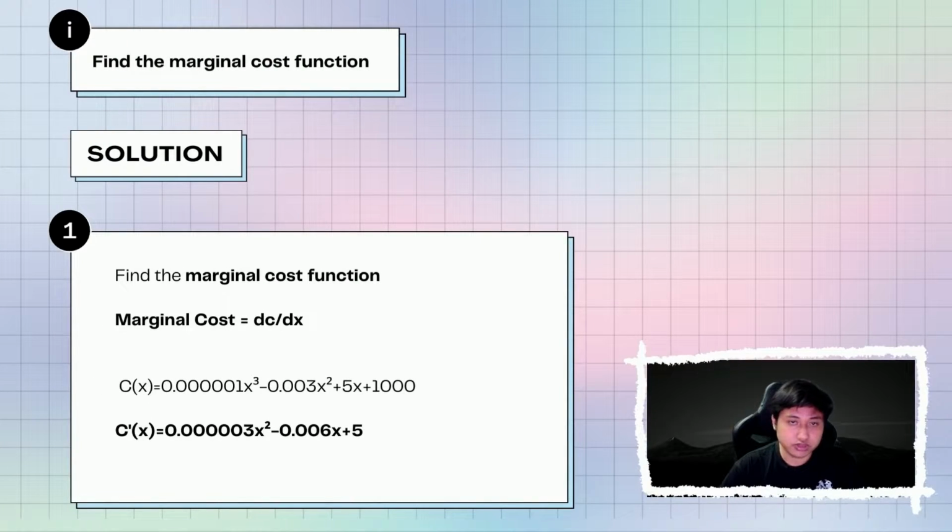So for the first part, we need to find the marginal cost function. The solution is, we know that marginal cost is equal to dC over dx, which gives the answer 0.000003x squared minus 0.006x plus 5.